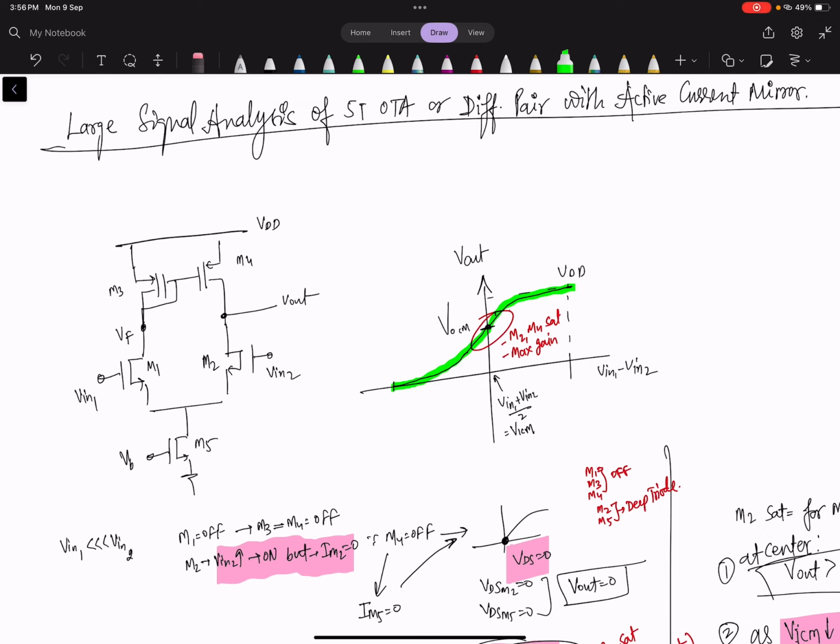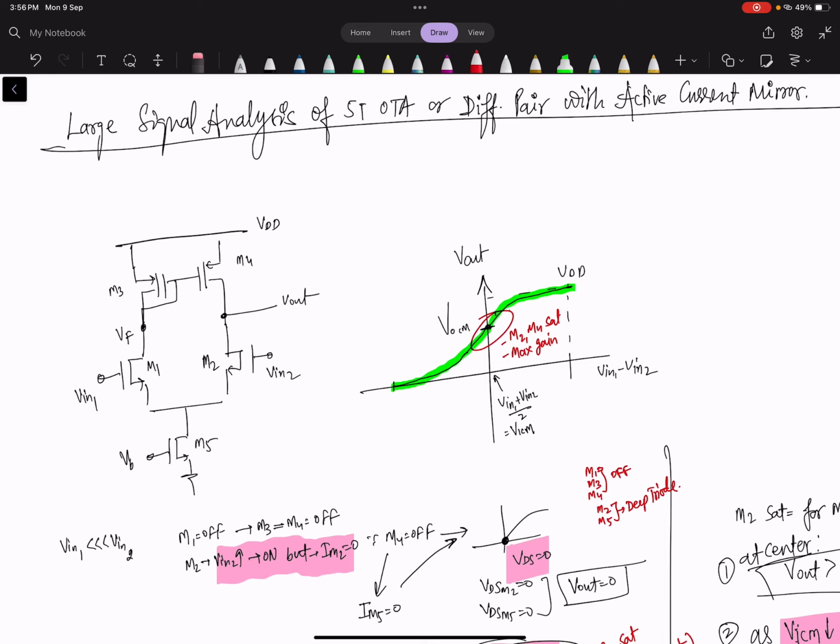Hello. So in this video we will see the large signal analysis of the 5 transistor OTA. Basically, what will happen if the input voltage is swung from the lower rail to the higher rail, or from very low voltage to high voltage, and how the characteristics will look.